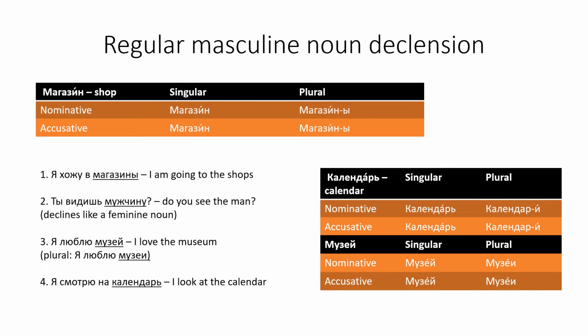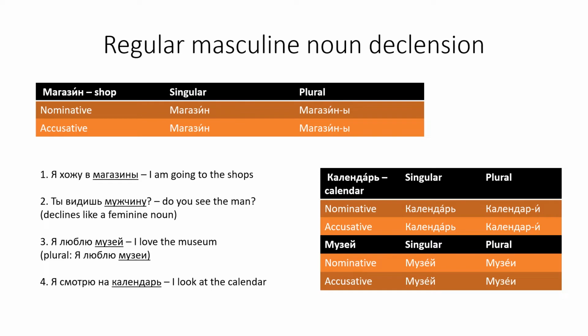Now in the second table, you'll notice that the nouns have soft endings. So календарь ends in a soft sign and музей ends with an й, which is a soft ending. The only difference between the declension of магазин and these nouns is that they have softer endings in the plurals. So instead of it being календарю, which would be more difficult to say, or музею, which is also difficult, the endings are instead softer. They use the и instead of the ы. So it's календари and музеи.